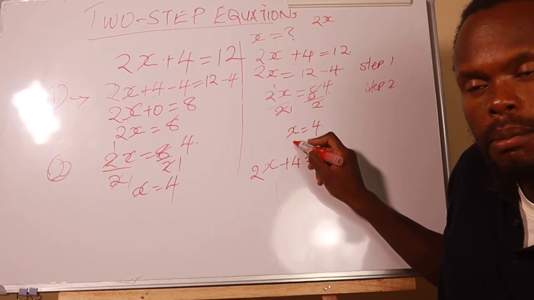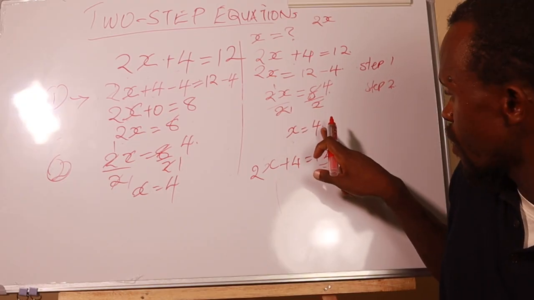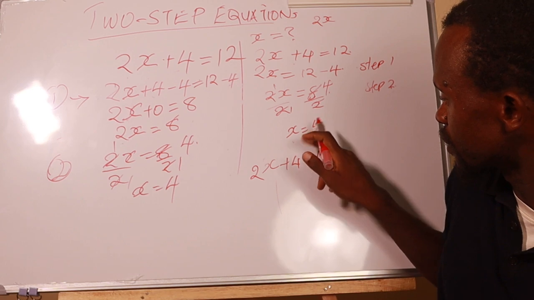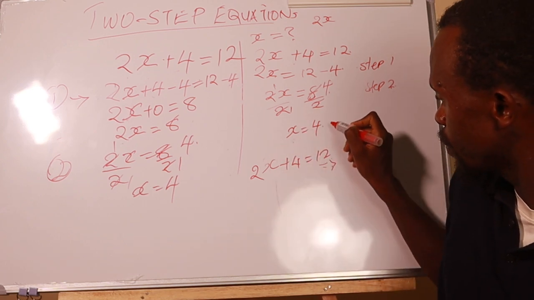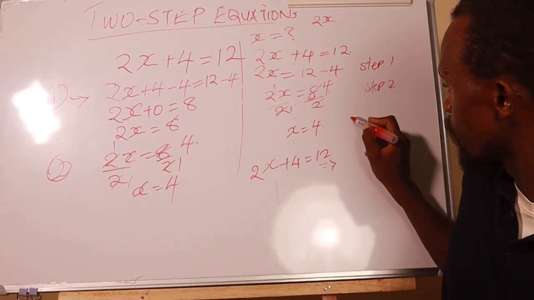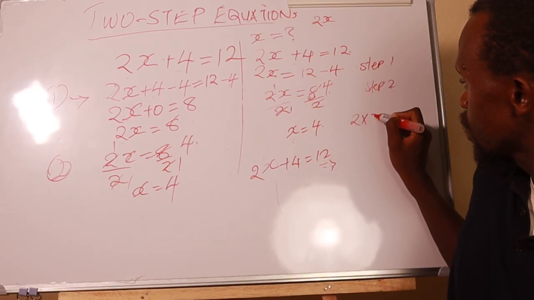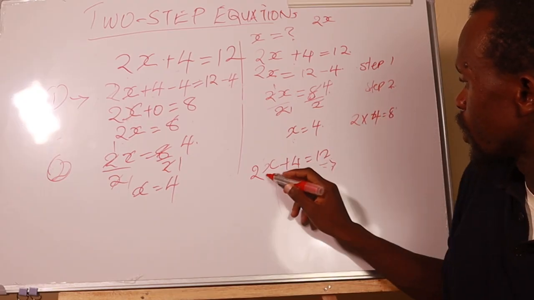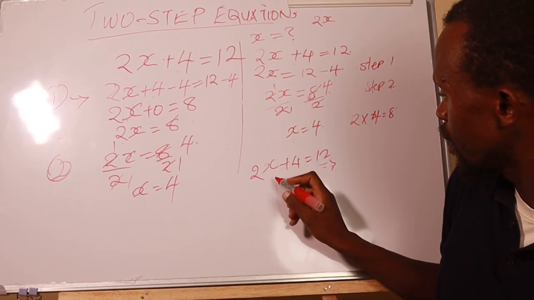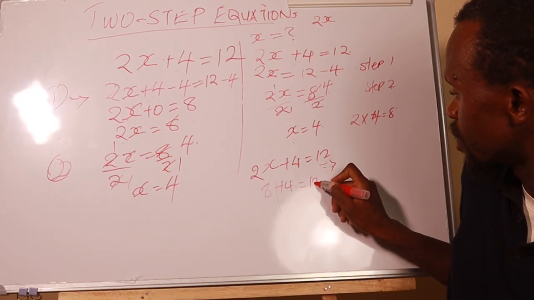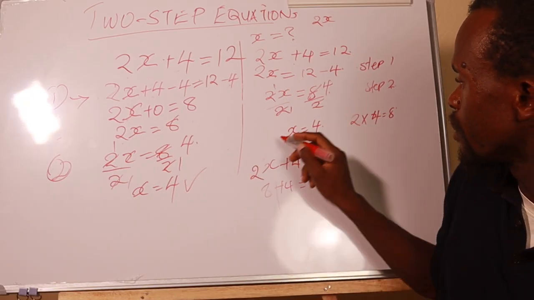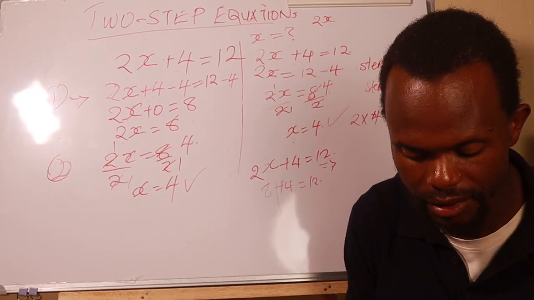We're going to substitute the value of this variable x, which is 4, here. Therefore 2x will be the same as 2 times the value of x, which is 4, and therefore 2x will be equals to 8. Therefore this will be equals to 8 plus 4, and when you add it, it equals to 12, and therefore in both cases we are right.